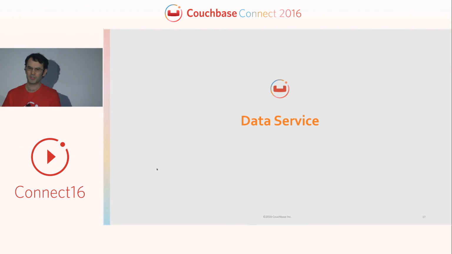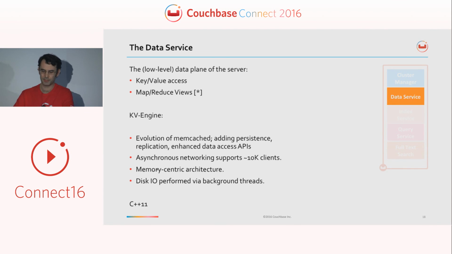As I say, if the cluster manager is the control plane of the system, the data service is essentially your data plane. It's the low-level data plane of the server. It consists of 2 main components, key value access, or KV engine, which I'll talk about in a moment. And there's an asterisk here. We also have map-reduce views. They are part of the data service because essentially that's how the system evolved. And they're more of an indexing component, so I'll talk about those in the indexing section shortly.